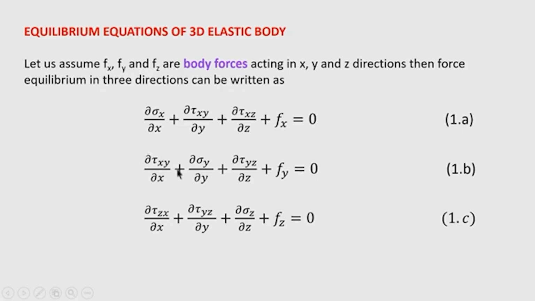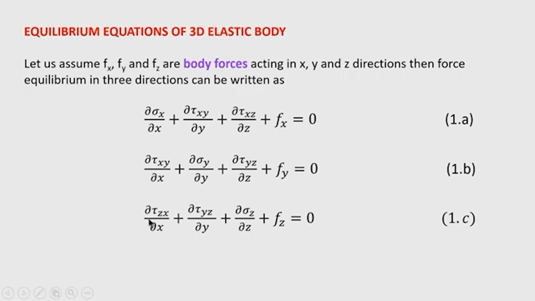So, the second equation, which results from the equilibrium condition in y direction, is written as del tau xy by del x plus del sigma y by del y plus del tau yz by del z plus f y equal to 0. So, this is the second equilibrium condition.